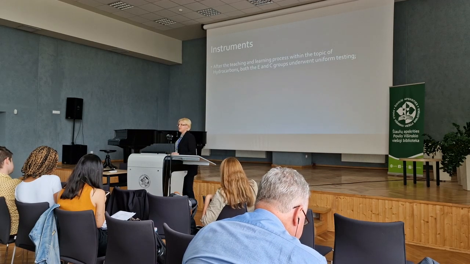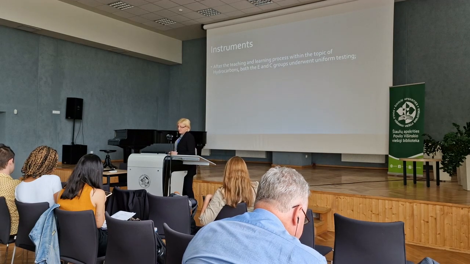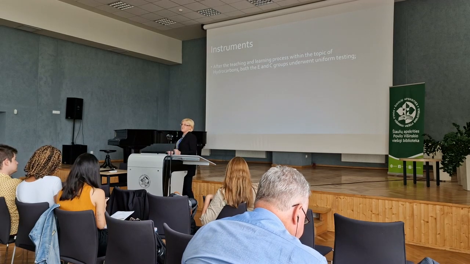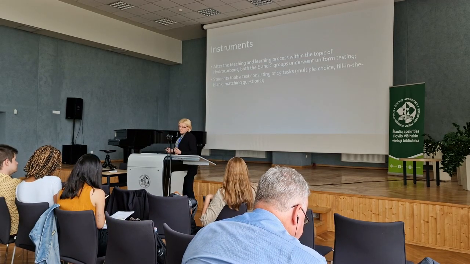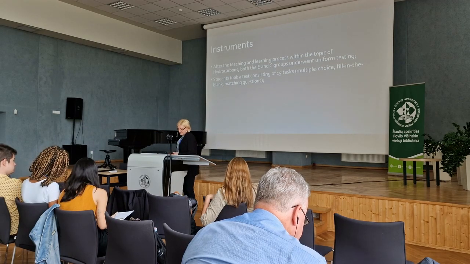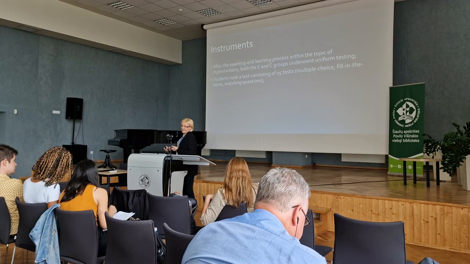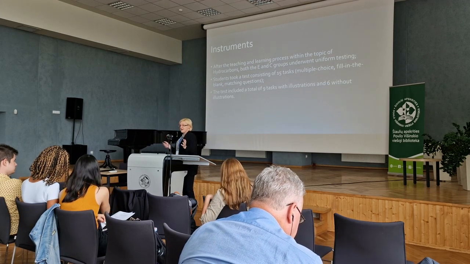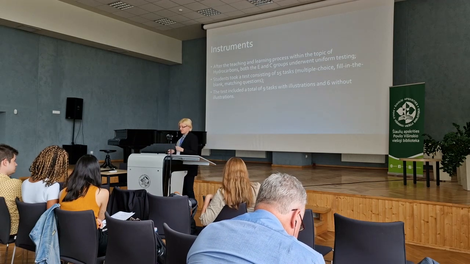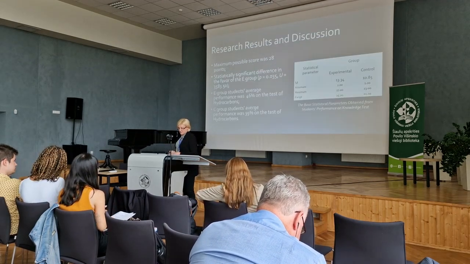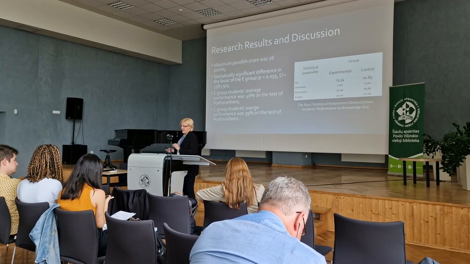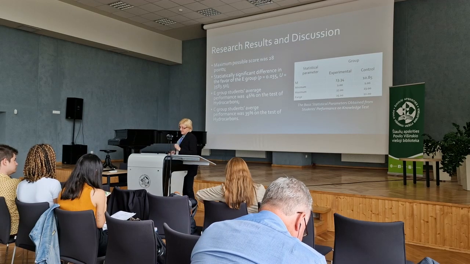So after the teaching and the learning process, as I said, within the topic of hydrocarbons, both the experimental and the control group underwent uniform testing. Students took a test of about 15 tasks. There were multiple choice questions, fill in the blank questions, matching questions, for example. The test included a total of 9 tasks with illustrations and 6 tasks without illustrations. The maximum possible score was around 28 points, and yes, there was a statistically significant difference in favor of the experimental group.